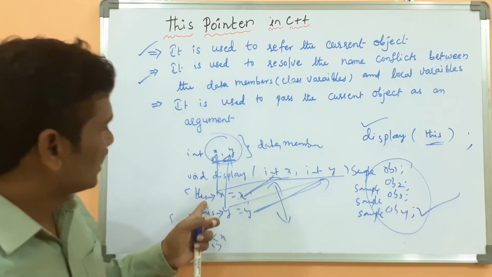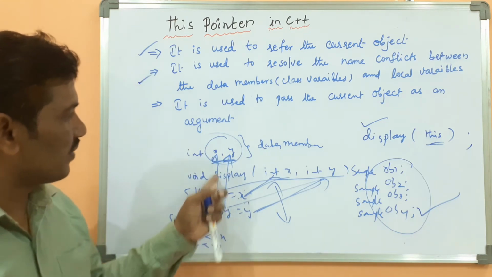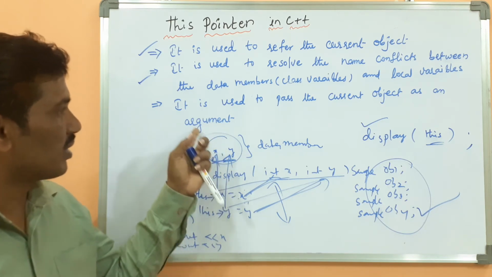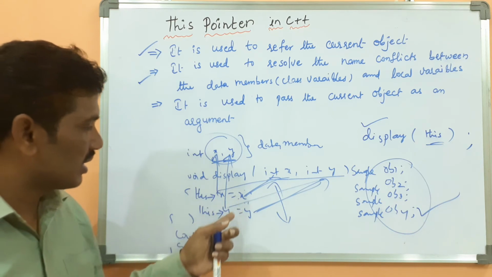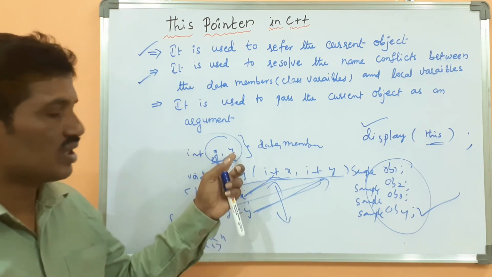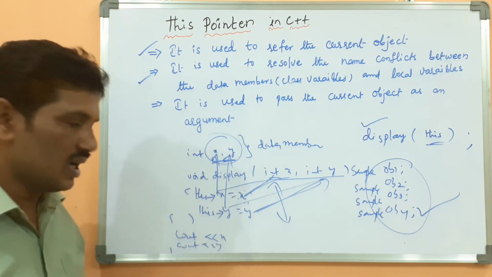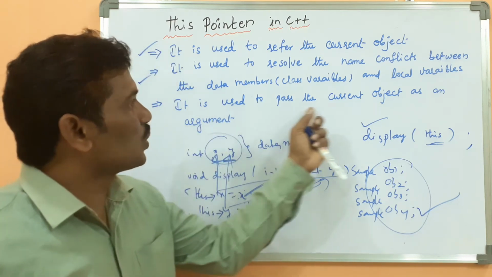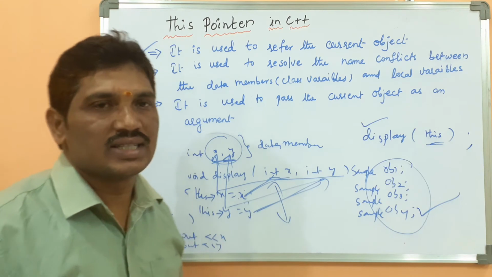Here is an example as given. How does this pointer of x refer? To the data member of x. This of y refers to the y data member of a class. Here the third use is that it is used to pass the current object as an argument.